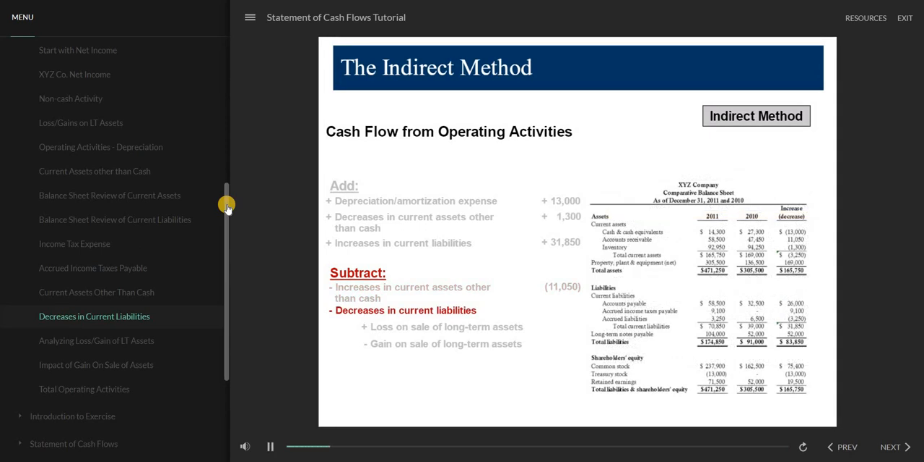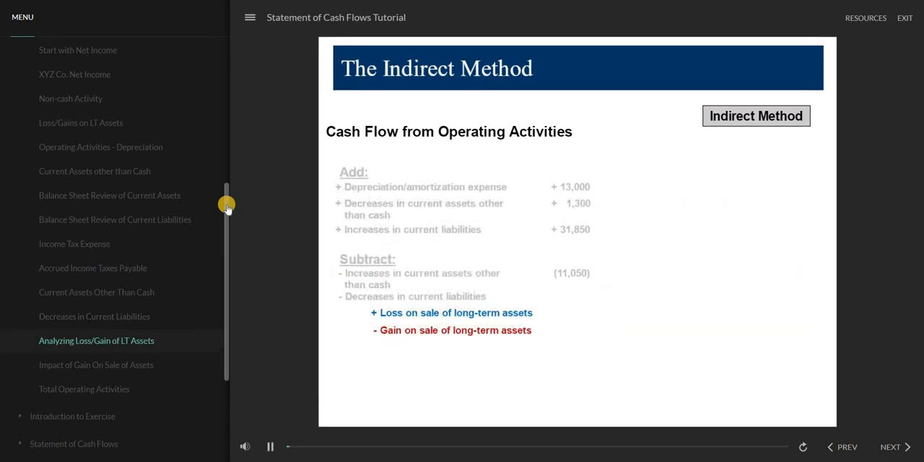Finally, if we had any decreases in current liabilities, we would want to deduct them from net income, since this would imply that cash was dispersed to pay down this outstanding debt. However, as we noted previously, our total current liabilities actually increased and were added to our net income. The last two items we need to discuss under cash flow from operating activities relates to the loss or gain on sale of long-term assets.